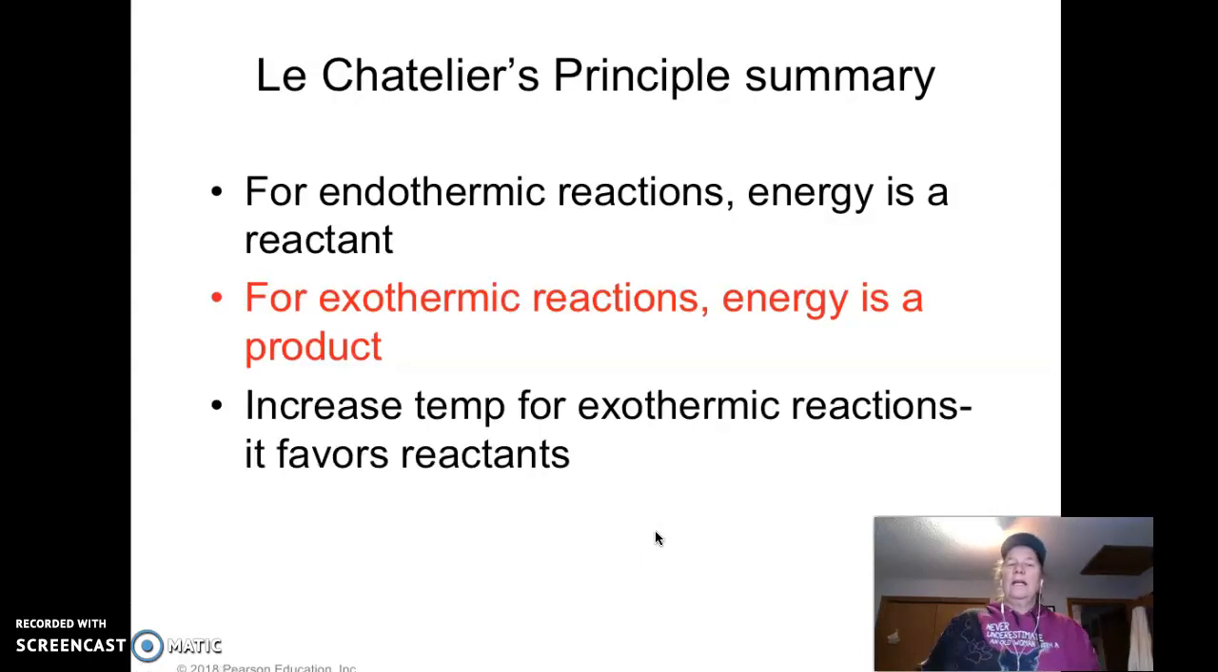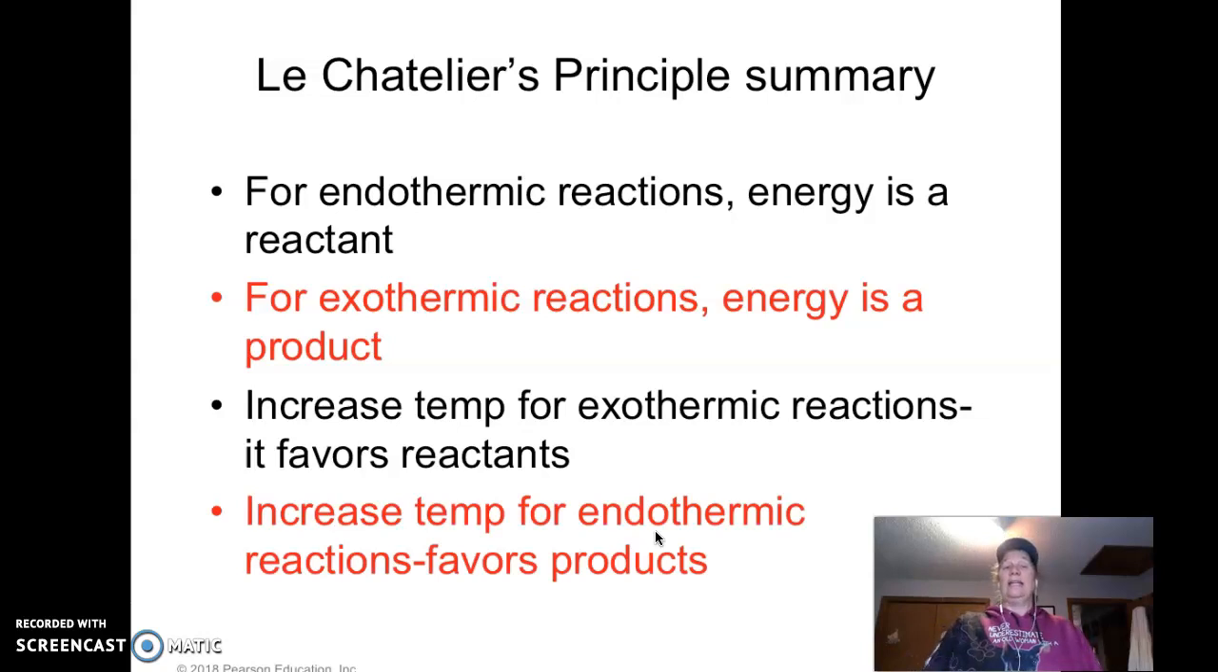Anyway, so anytime you increase the temperature for an exothermic reaction, you're going to get more reactants. Anytime you increase the temperature for an endothermic, you're going to get more product. Again, it's like adding more reactant when you do an endothermic. It's like adding more product when you do an exothermic. And again, I have this on that chart for you, so you can just look it up.